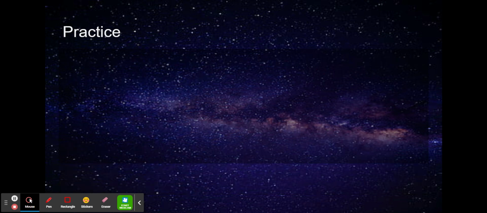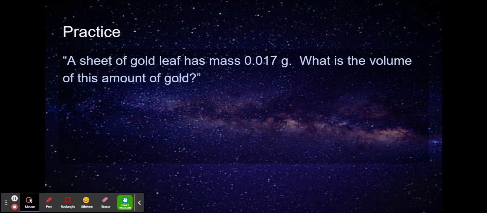All right, another problem. Start by reading the problem. A sheet of gold leaf has mass of 0.017 grams. What is the volume of this amount of gold? All right, the first thing we want to do, make a map of the problem. They've given us mass in grams. They've asked us for volume. Volume is going to be in centimeters cubed. So we're going to write grams to centimeters cubed. All right, what is the given here? It is 0.017 grams. This is a small number.